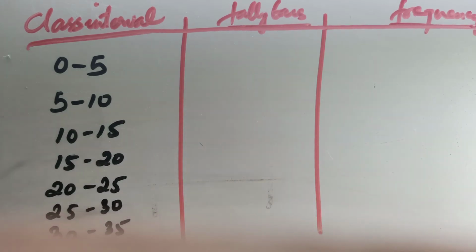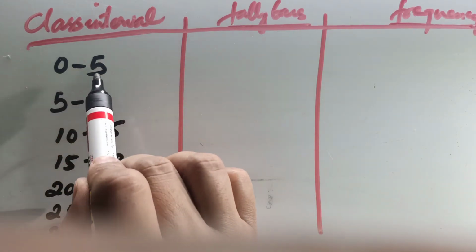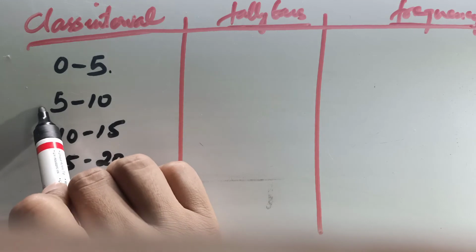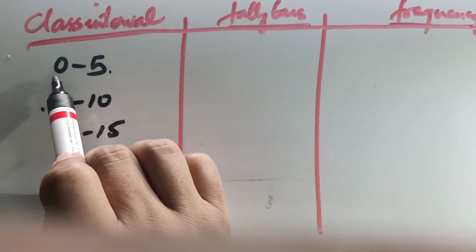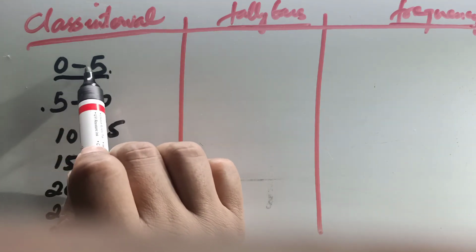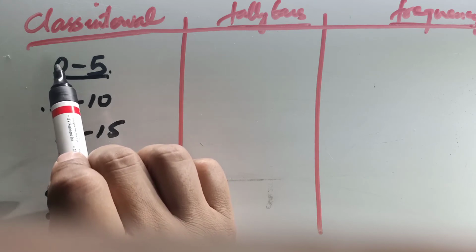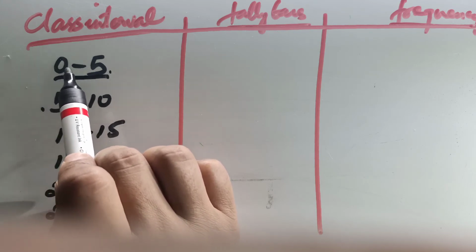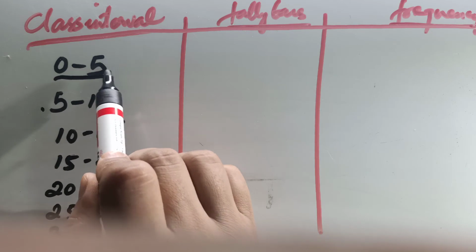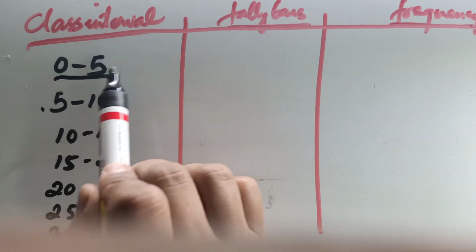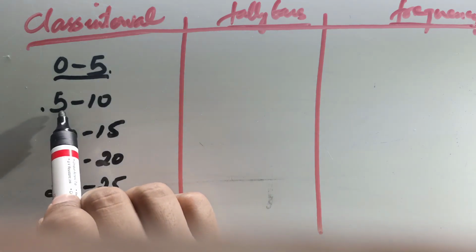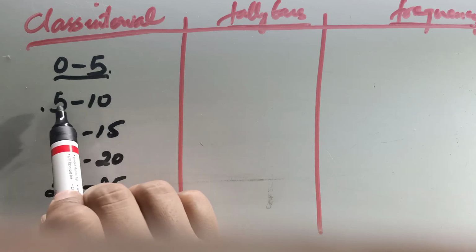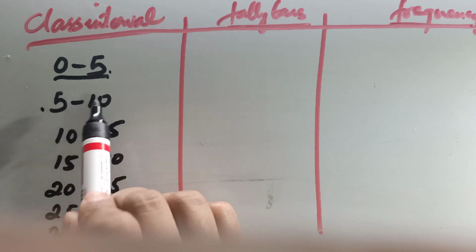Now please keep in mind, very important, 0 to 5. Here is 5 and here also is 5. So where will you put 5? Though you are mentioning 0 to 5, here you can put only the numbers 0, 1, 2, 3, 4. 5 is not included. If the number is 5, it should come here, right? So 5 to 10 means you can put only from 5 to 9. 10 should be here.